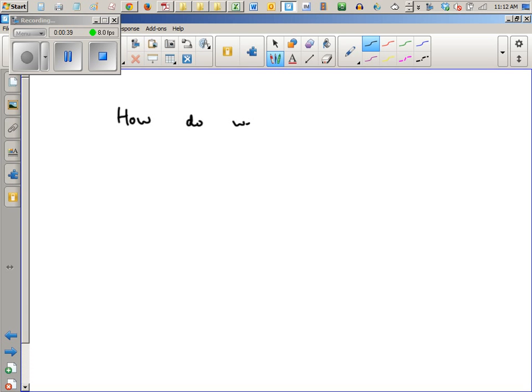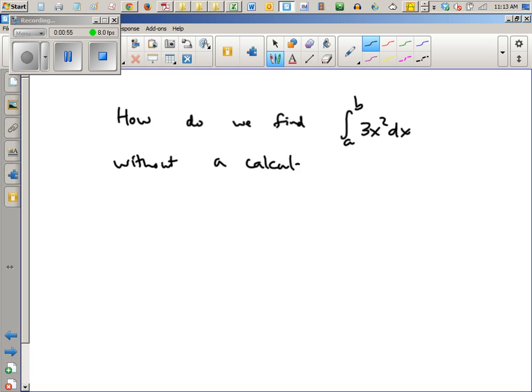So how do we find something like the area under 3x squared without a calculator? Okay, so you guys have a handout, so you don't have to follow my notes exactly. But let's just talk about this in general.